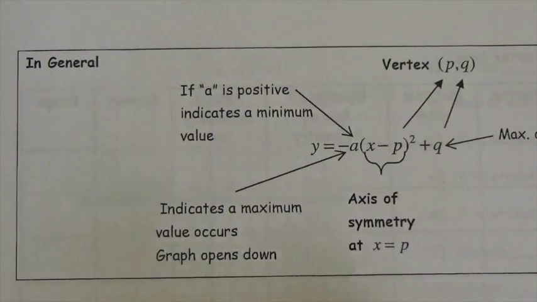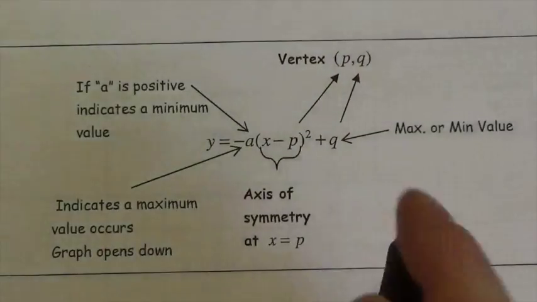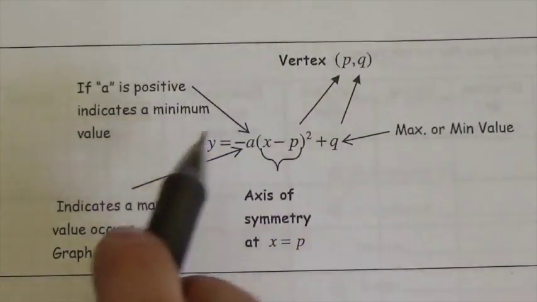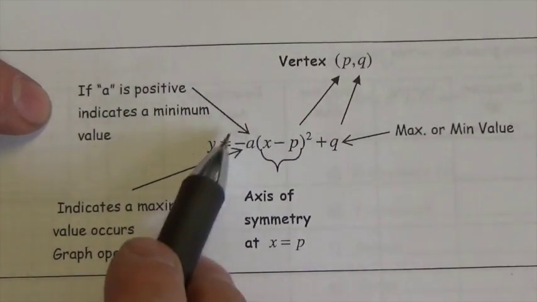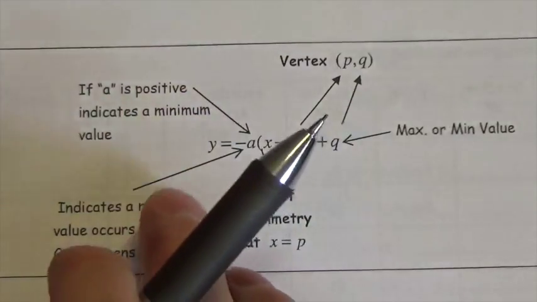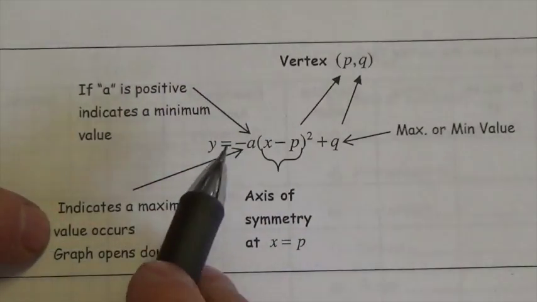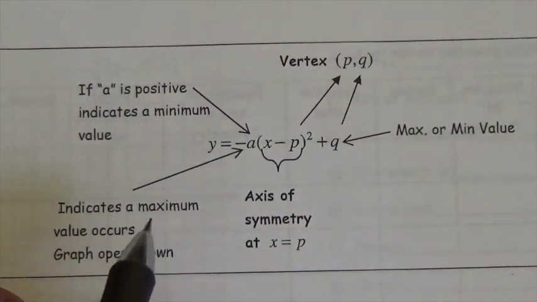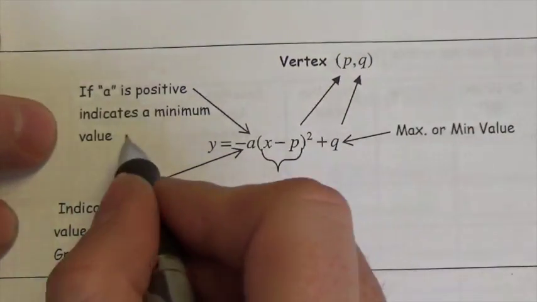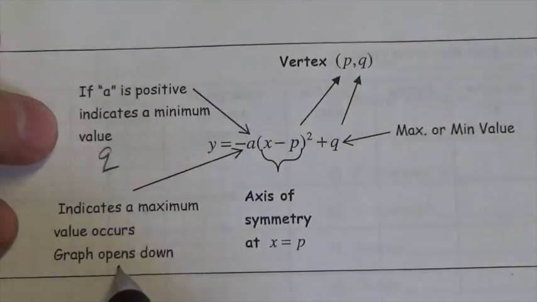All right, so in general, when we're looking at the equation of a quadratic function here in vertex form, if that number up front here is positive, then this thing is going to open up, and you're going to have a minimum value. If, on the other hand, it's negative, this thing opens down, and you're going to have a maximum value. And those values are going to be q. Okay? So the minimum value will be q, the maximum value would be q.